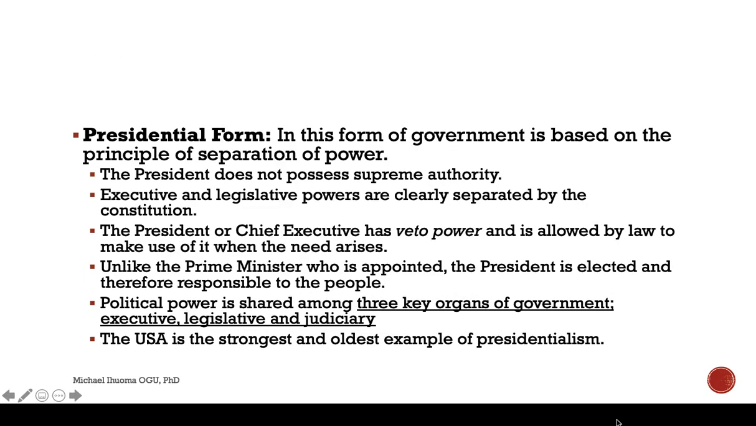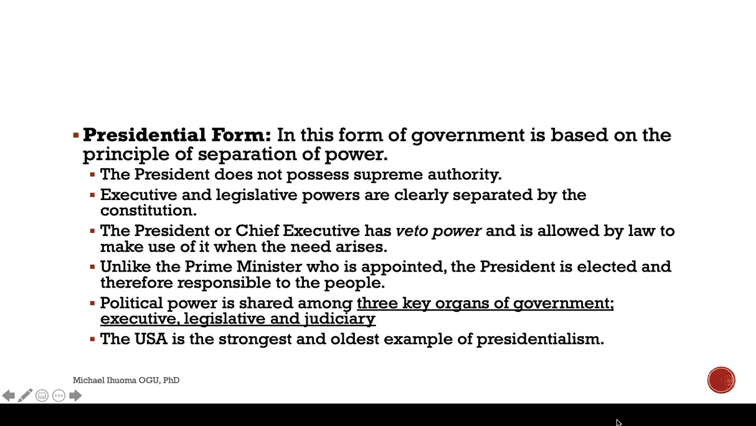The second form is the presidential form, which of course is slightly opposite or different from the parliamentary form. Here, power is separated. There's the executive arm of government that has its own functions, its own powers, and of course, there's the legislature, which is in charge of making laws. So, in the presidential form, you have a president, but of course, the president does not possess supreme authority, right?